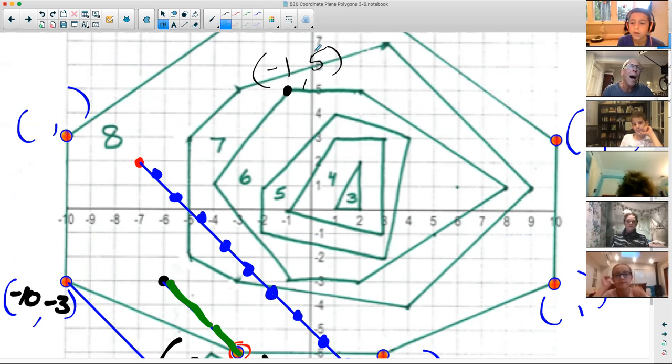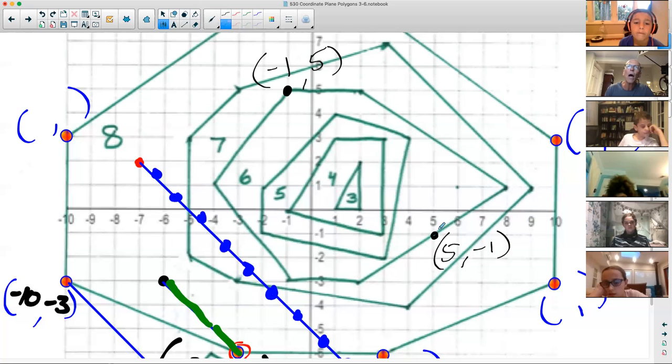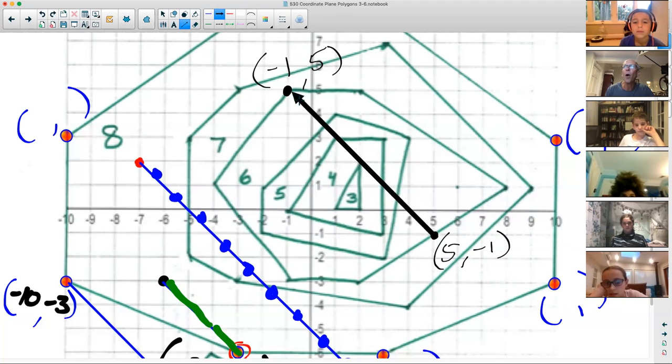Now, if Adalia's theory is correct, and we go to 5, negative 1, we now have opposite numbers. One is positive, one is negative. And how far should they be apart, everyone? 6. And are they 6 apart? 1, 2. Yeah. So far, so Tessa and now Adalia have come up with a really cool theorem.